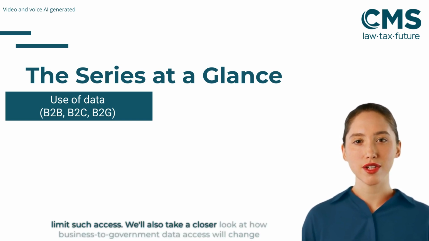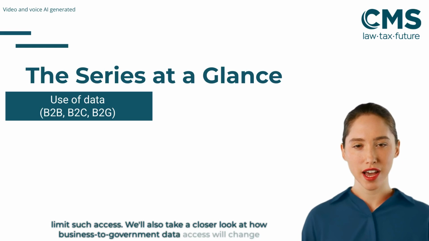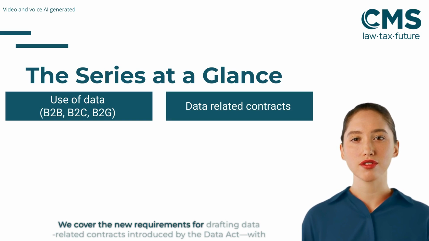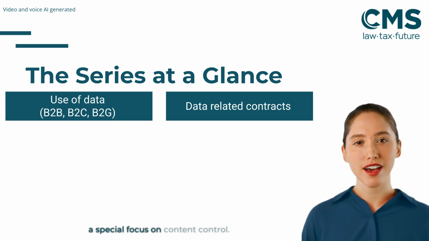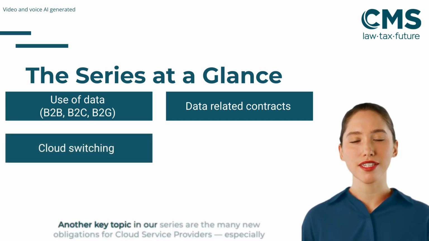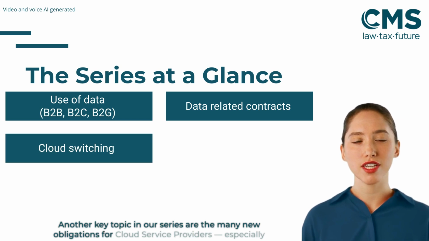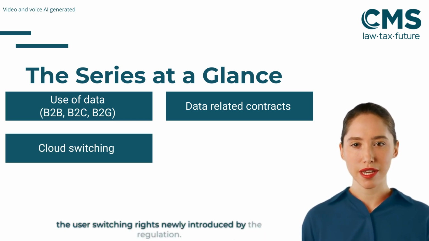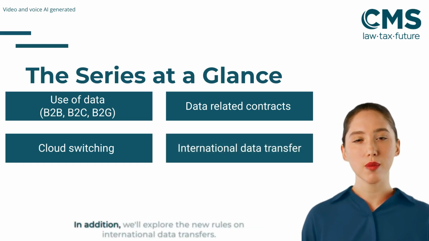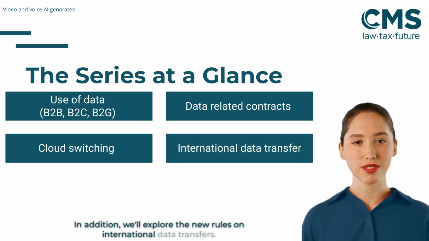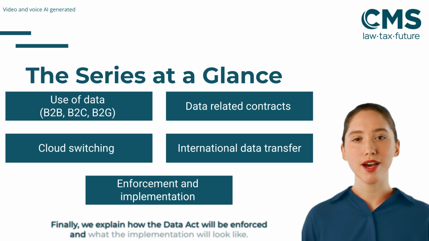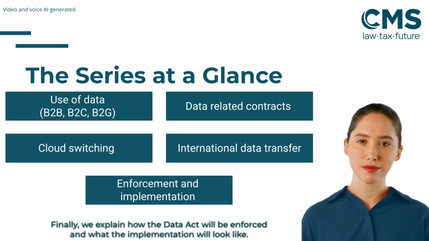We'll also take a closer look at how business-to-government data access will change under the new rules. We cover the new requirements for drafting data-related contracts introduced by the Data Act, with a special focus on content control. Another key topic in our series are the many new obligations for cloud service providers, especially the user switching rights newly introduced by the regulation. In addition, we'll explore the new rules on international data transfers. Finally, we explain how the Data Act will be enforced and what the implementation will look like.